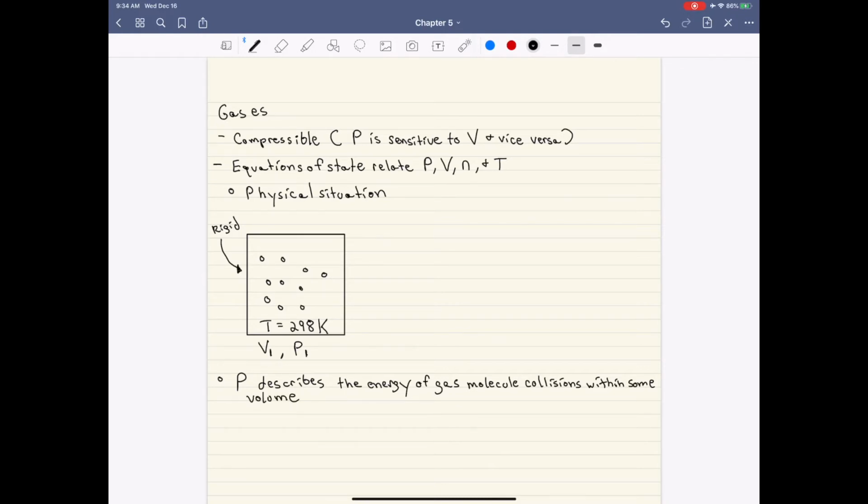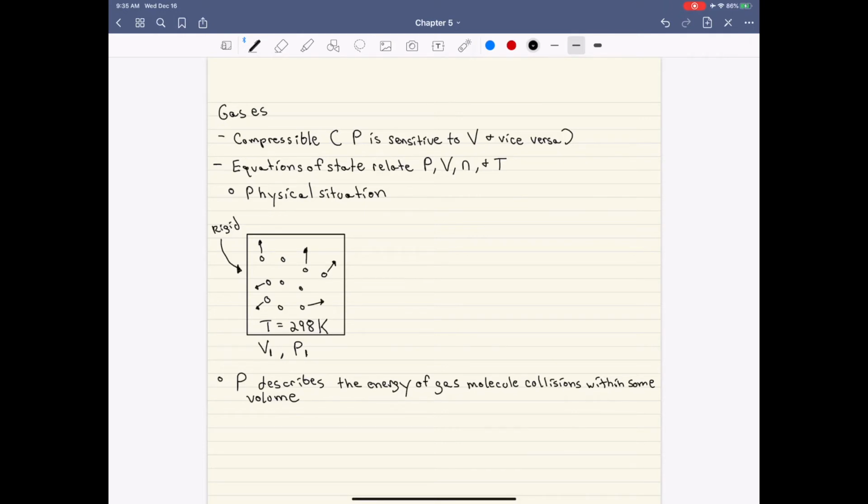Alright, and so why am I describing pressure in that way? Well, let's go back to the physical situation that I drew here. Alright? And so the gas molecules we have inside our rigid container, they're not static, right? They're not staying in place. These gas molecules are going to be constantly moving around. And so I'm going to draw the velocity vectors of these various gas molecules here. Right? So they're constantly moving, they're floating around all over the place.